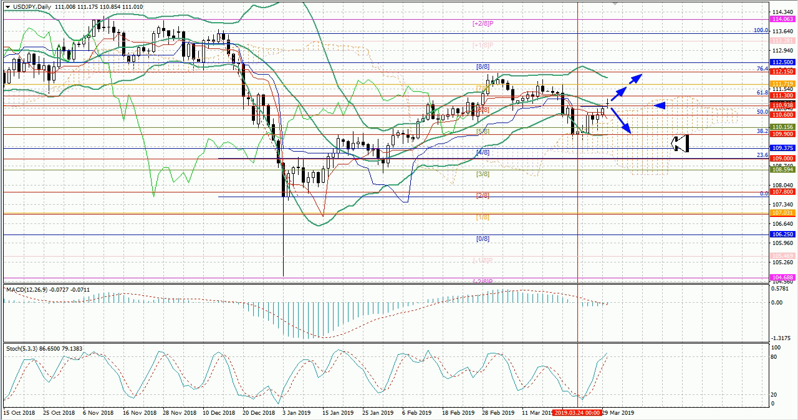Technical indicators do not give a clear signal. The MACD histogram is decreasing in the negative zone, Stochastic entered the overbought zone and may reverse downwards soon. In general, the continuation of price growth seems possible, but the breakdown to the level of 110.93 cannot be excluded.